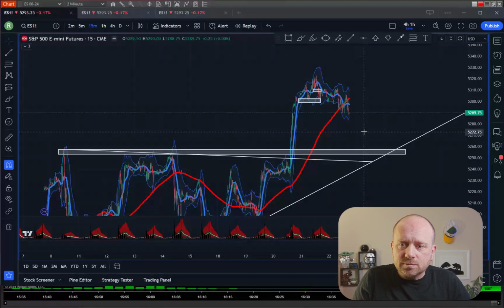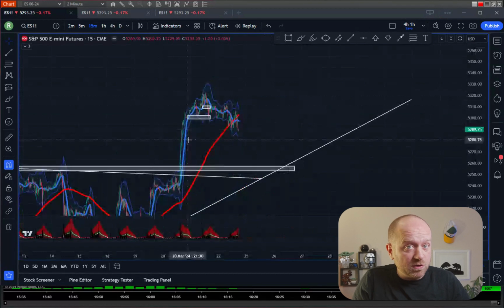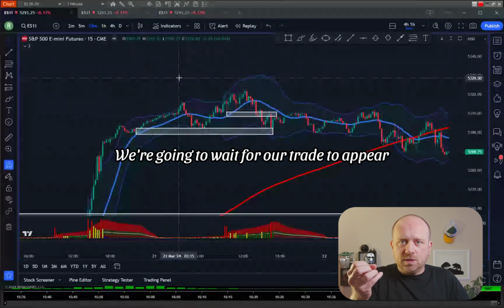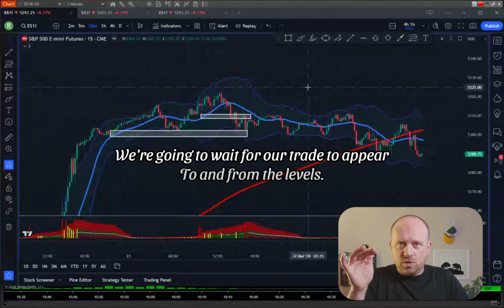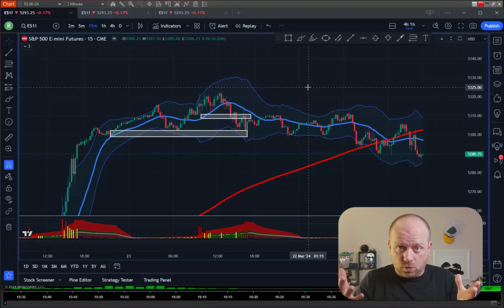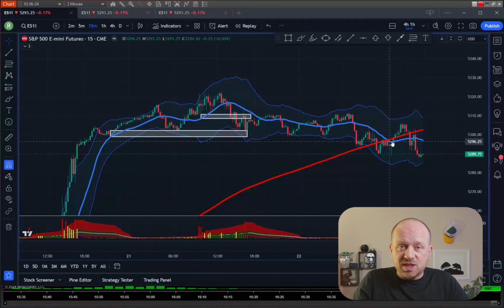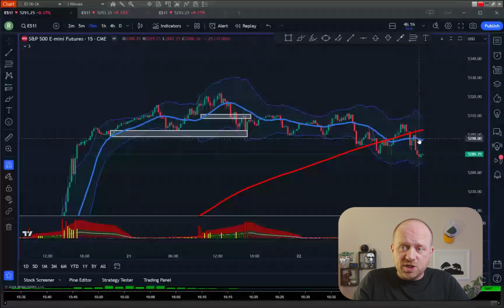Let's think about this as a 2-minute chart. Let's just break this down very simply. Next week, what's going to happen? We're going to wait for our trade to appear to and from the levels. That's what we're going to do. So anytime we want to take longs here, we're not going to just call a long at the bottom. No. We're going to wait for position to be long. Right now, the position is short bias, but you can't short the bottom.